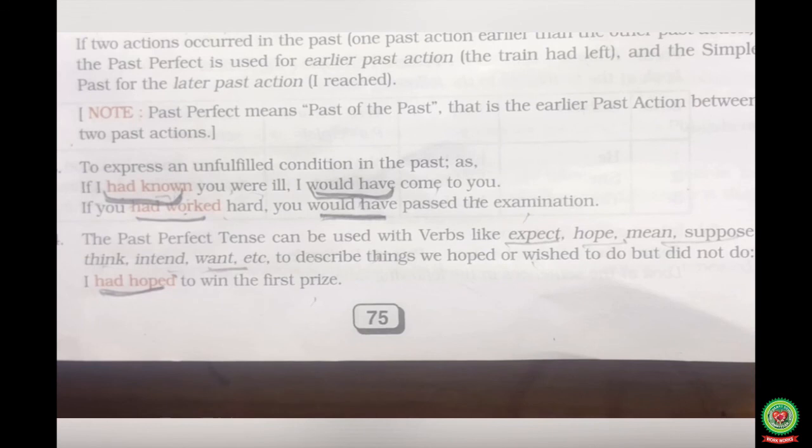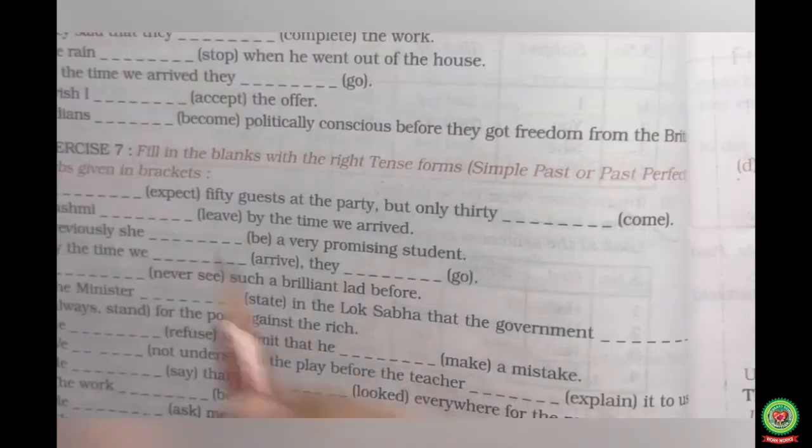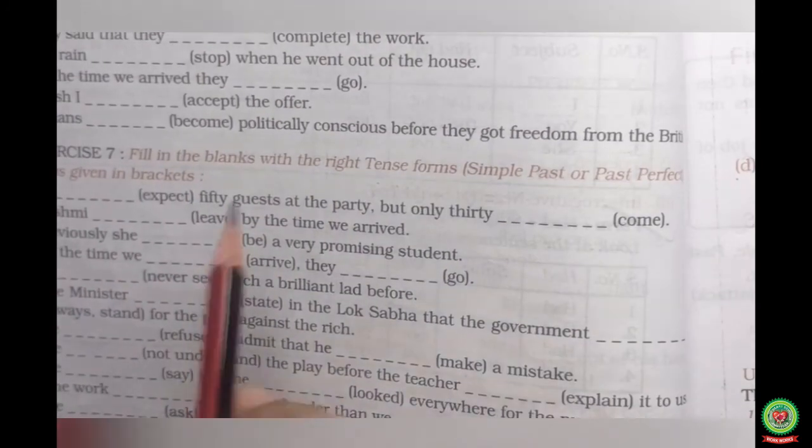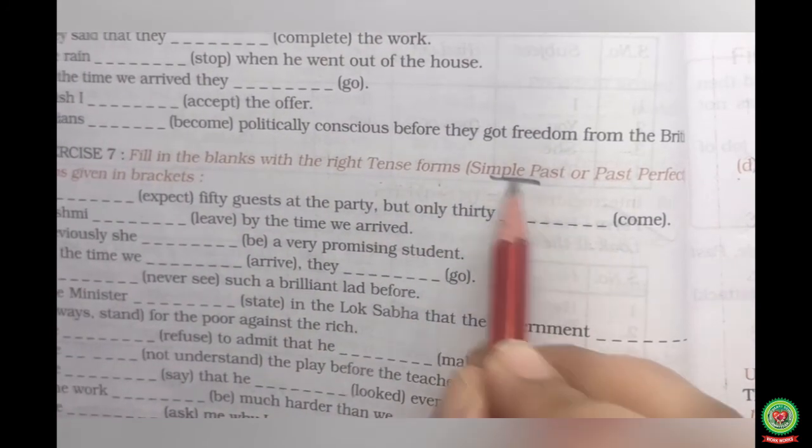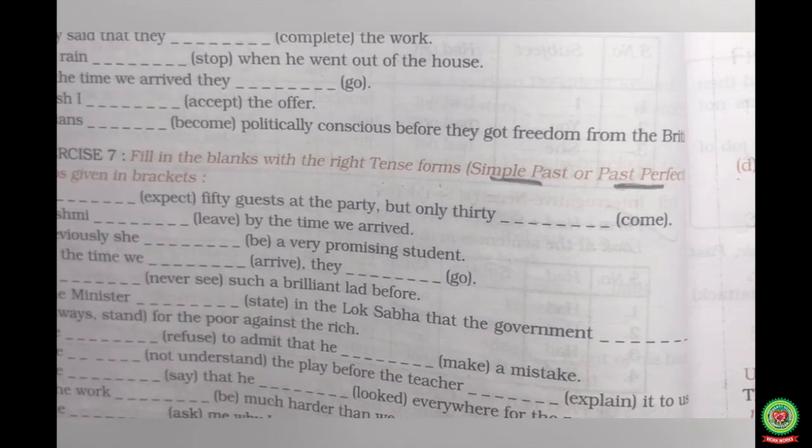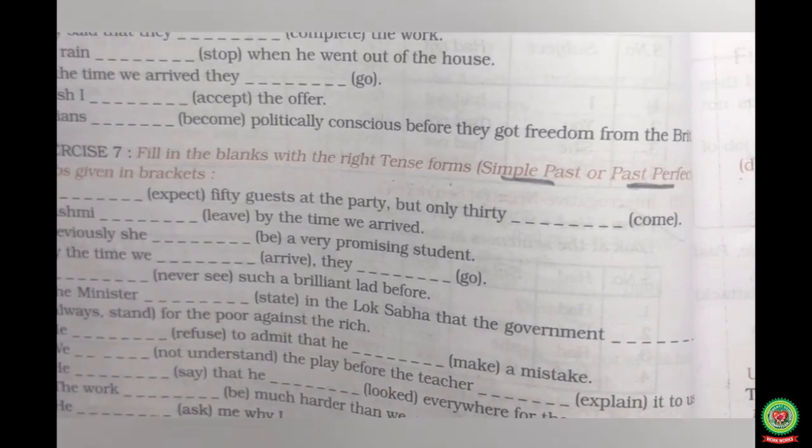See children, with this we are done with our chapter, and now you will be able to do your exercise number 7, that is filling the blanks with the right tense form, simple past. You have to find out where you have to fill simple past tense and past perfect tense.